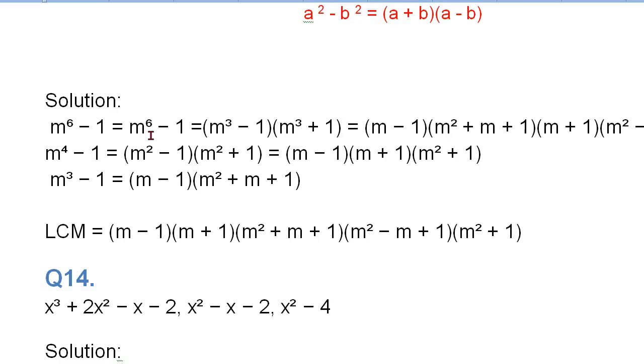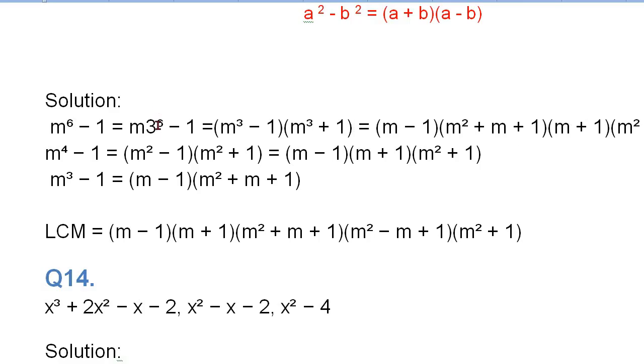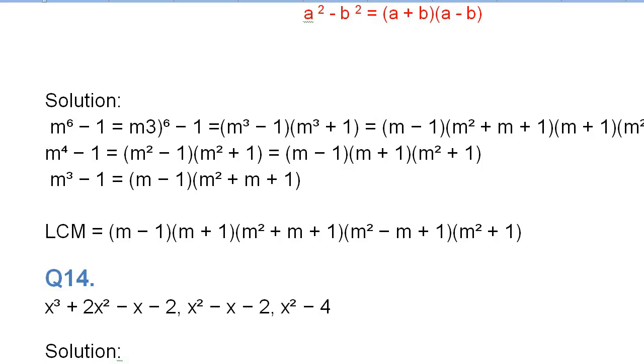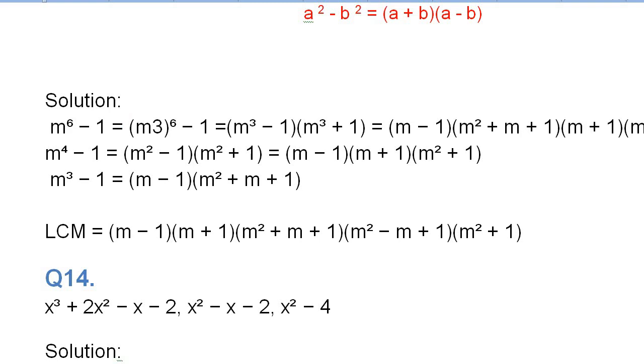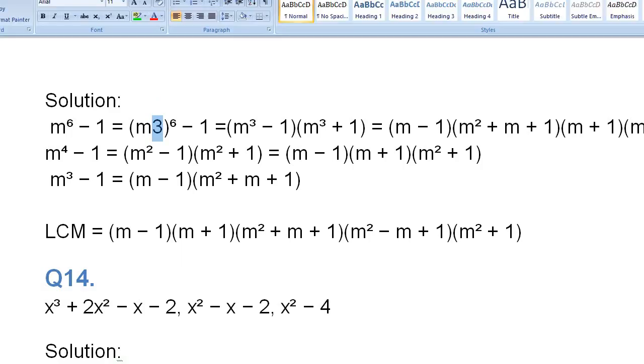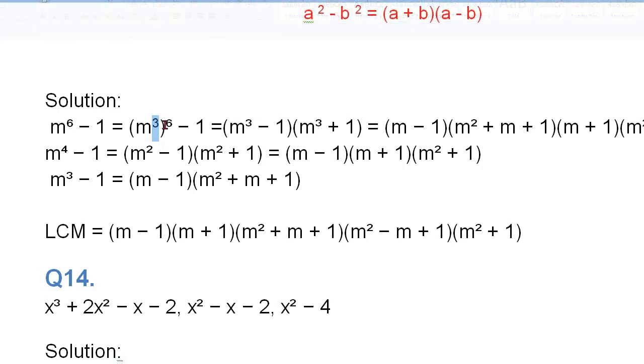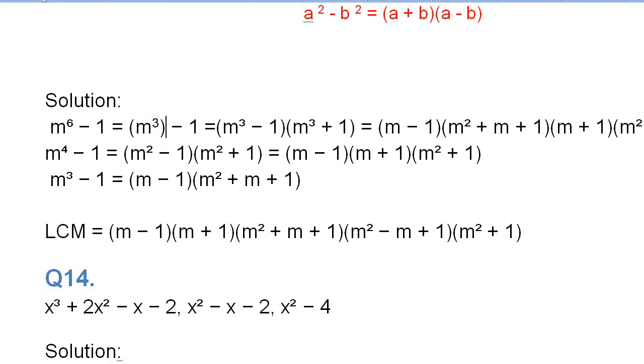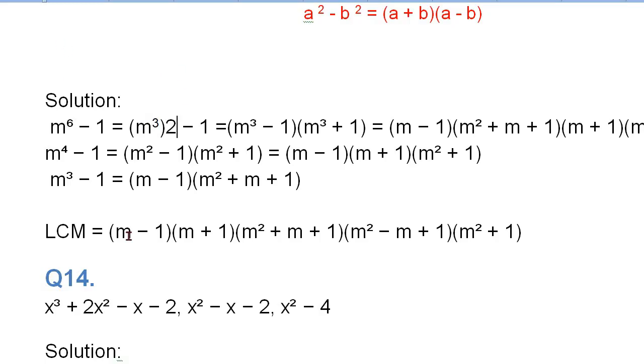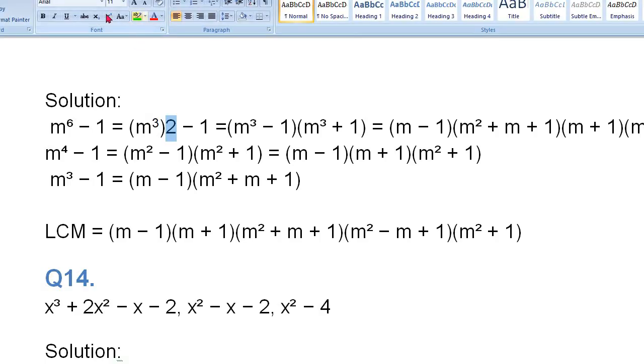3 inside and bracket and 2 outside. You can break it like this. Now I have to put in up, and this will be your 2. So you can easily break by a square minus b square formula.